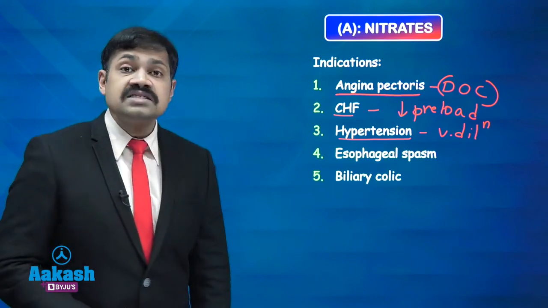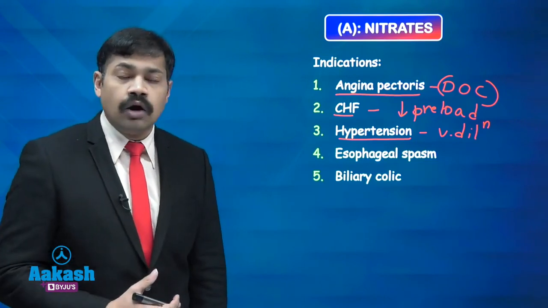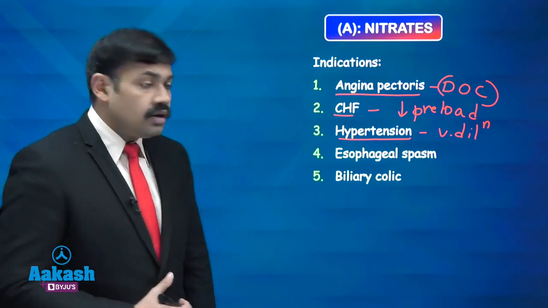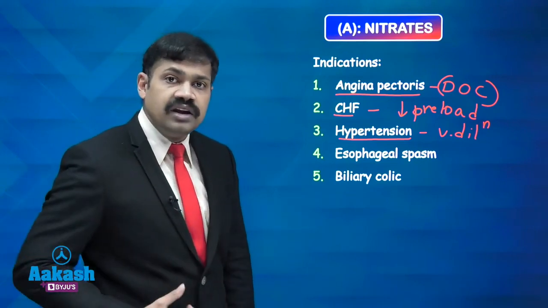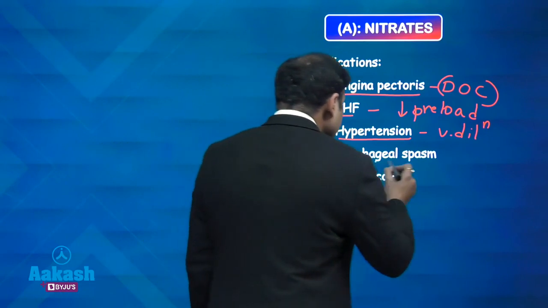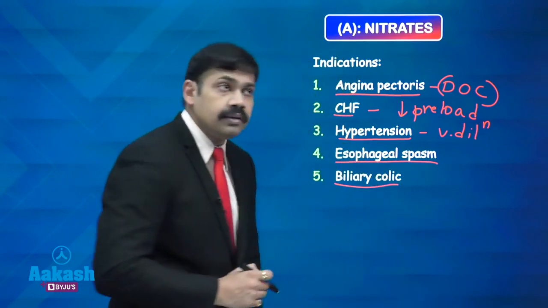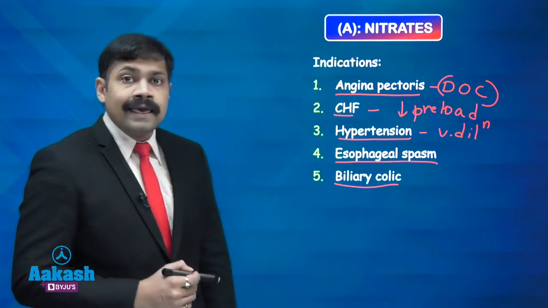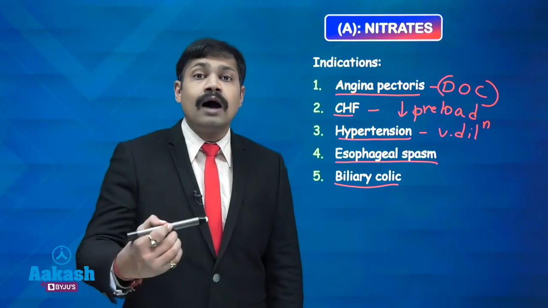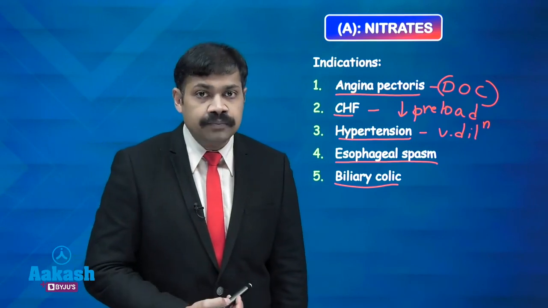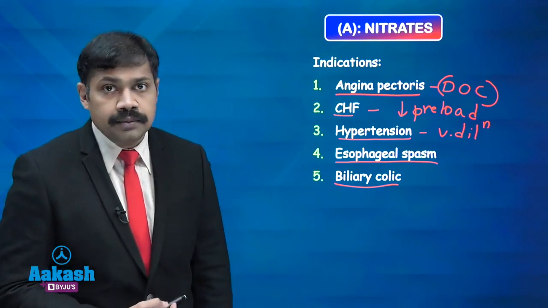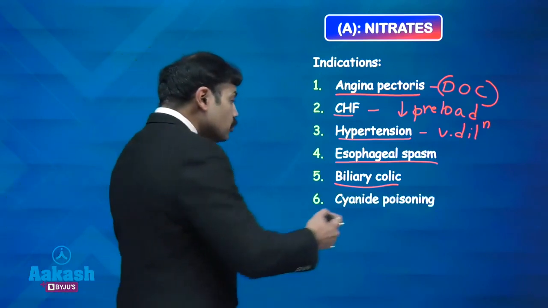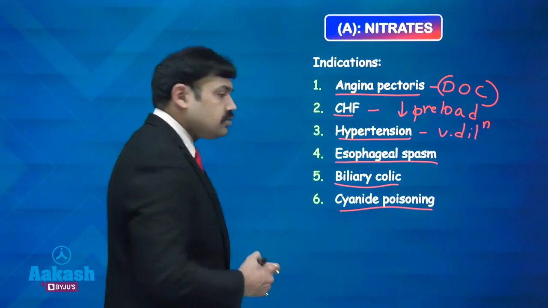Also, they relax the smooth muscles outside the blood vessels. In the GIT, they can relax the esophagus and the biliary tree. So they are useful in esophageal spasm and biliary colic. Lastly, they are also useful in cyanide poisoning.